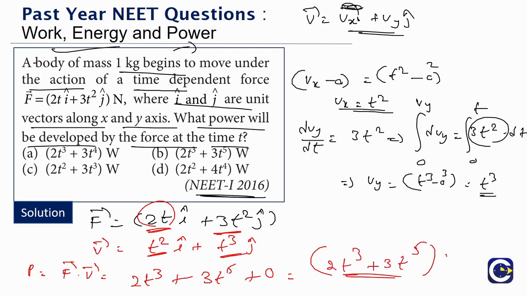Since everything is in the SI system of units, it will be coming in terms of watt. So what is the correct answer for this? Option B, which is 2t cube plus 3t power 5. So here what did we do? By using the force function, since it is beginning, the initial velocity is 0, we are able to get the velocity term by using the integration approach. From there we have used the F dot V formula for finding the power.